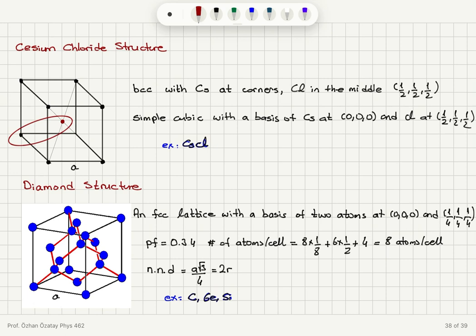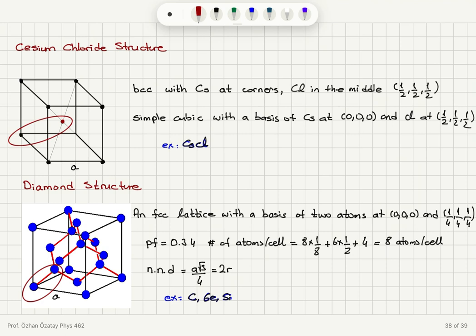Diamond structure is also a very important structure. It's seen typically in elemental semiconductors: carbon, germanium, and silicon. It's an FCC lattice, face-centered cubic lattice, with a basis of two atoms at 0, 0, 0 and 1/4, 1/4, 1/4. So the basis is here, these two atoms form the basis.